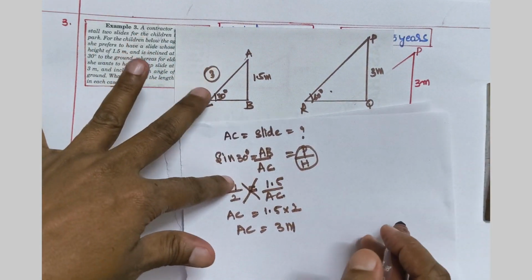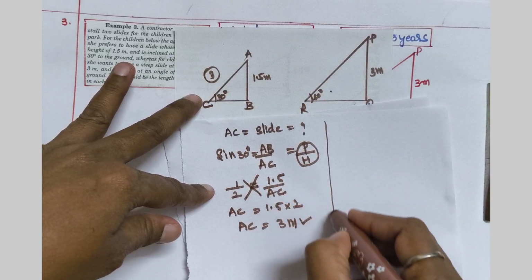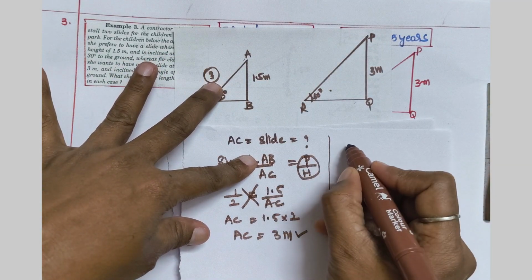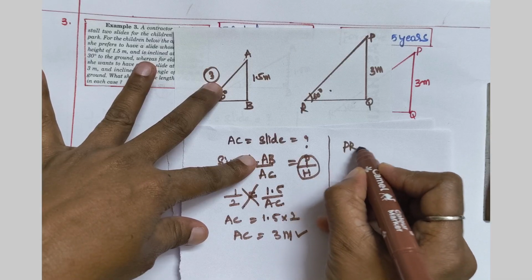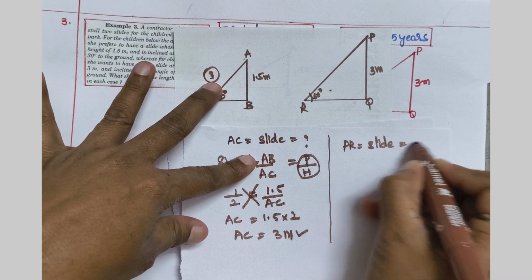Again here also you use sine only. Okay, AC, this is the first answer. Next we will go to the second answer. See the diagram. Here what is the question mark? PR is the question mark. PR is a side. Okay, this is the question mark.